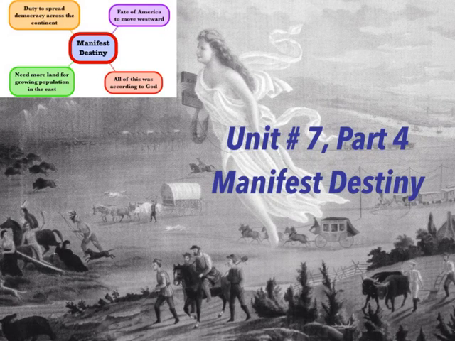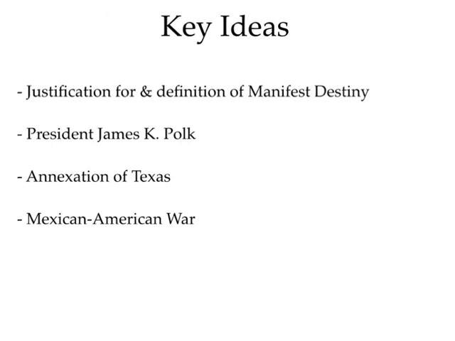This is part 4 of 4 Nomia lessons about this general topic in this time period. Before I get going into the nitty-gritty, I want to make sure you have a sense of the key ideas we're going to talk about in this presentation. We're going to talk about the justification for and the definition of manifest destiny. We're going to talk about President James K. Polk specifically. We're going to discuss the annexation of Texas and the Mexican-American War.